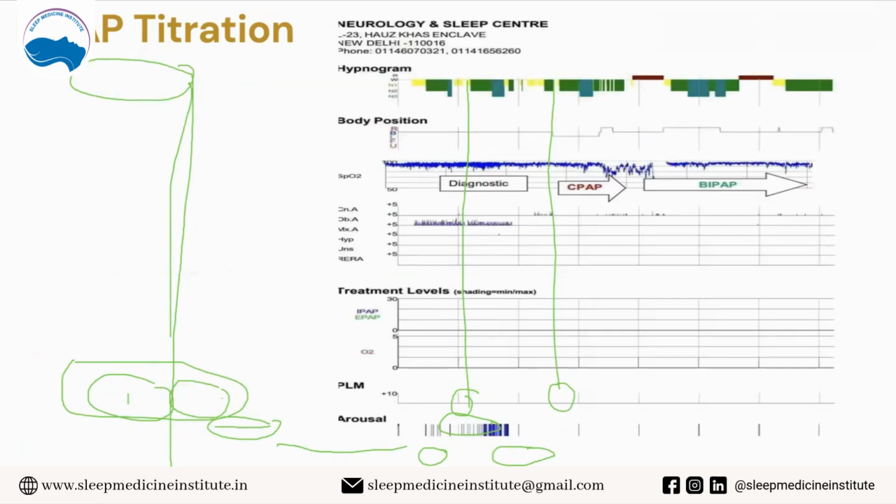And this is for a BiPAP titration that you can see.